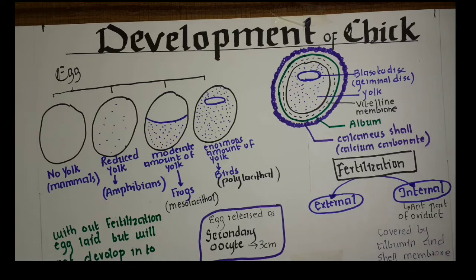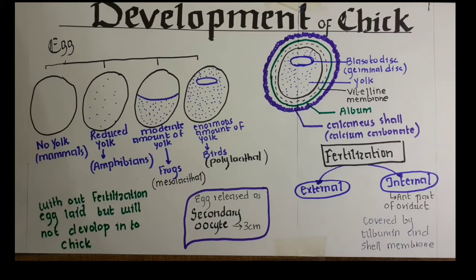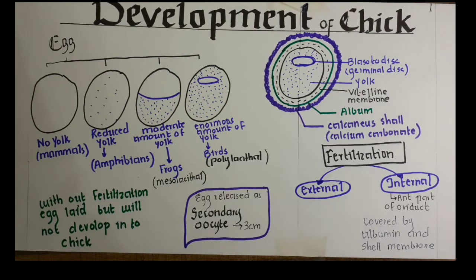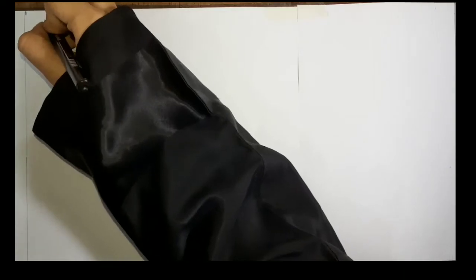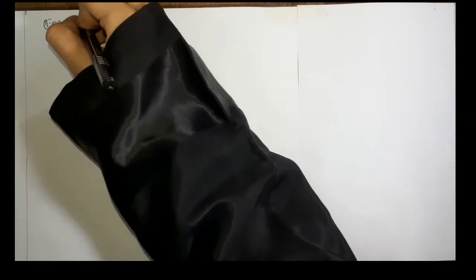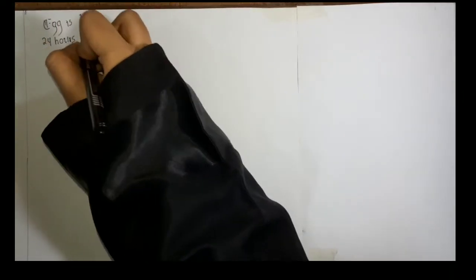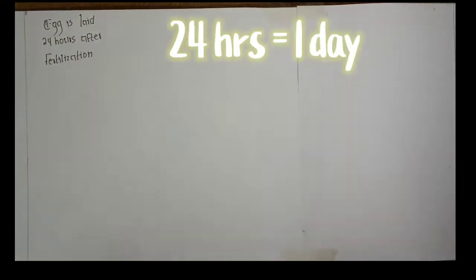Okay, before coming to the next topic, one more important point is that the egg is laid out of the body 24 hours after fertilization. How many? 24 hours, or you can say 1 day after fertilization.